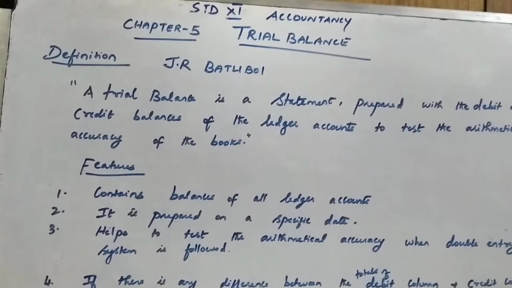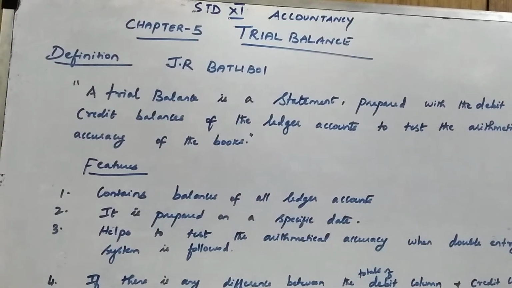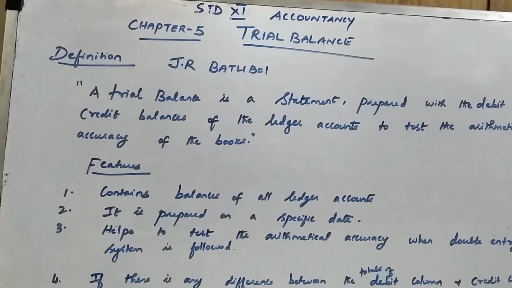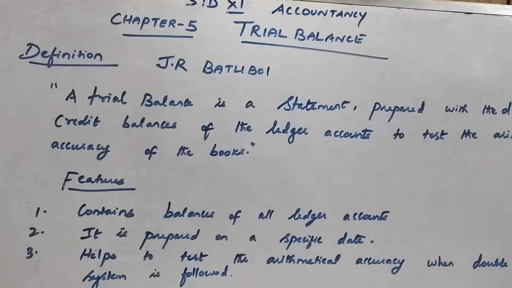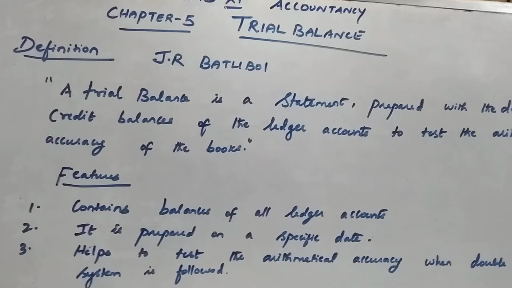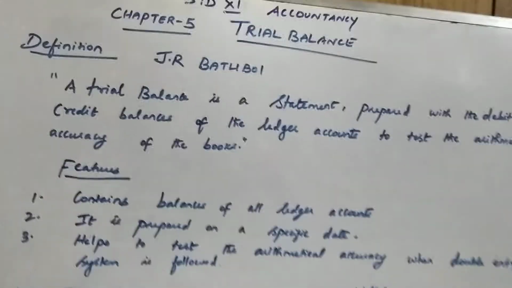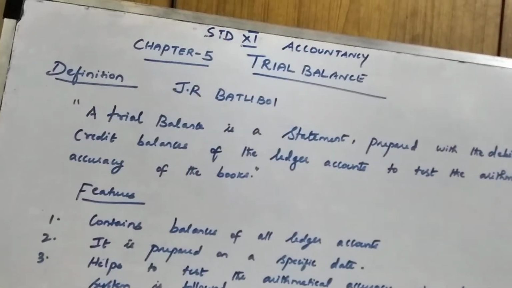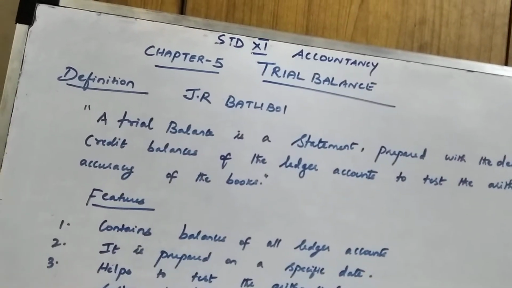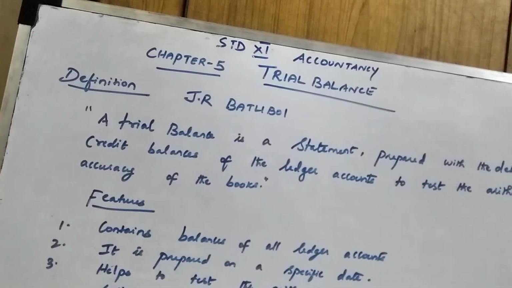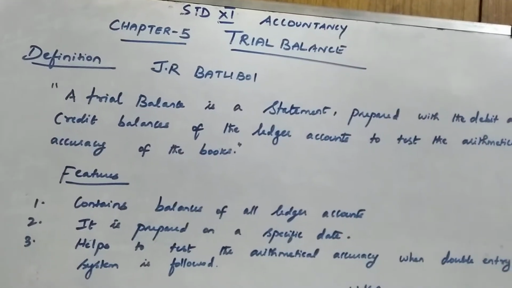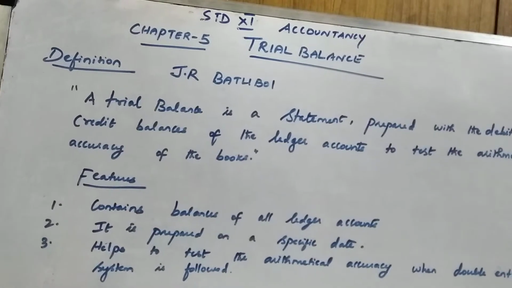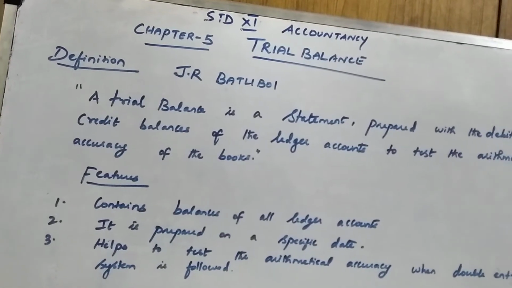Welcome back, students. Today we are going to see a new chapter, chapter 5, trial balance. So trial balance is a statement, right? It is a statement which is prepared with two columns, debit and credit. Trial balance is a statement prepared with the debit and credit balances of the ledger accounts to test the arithmetical accuracy of the books.